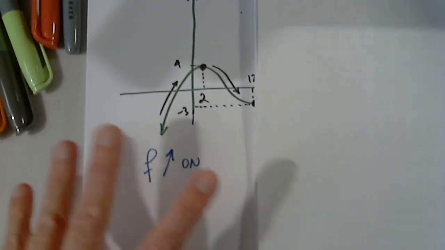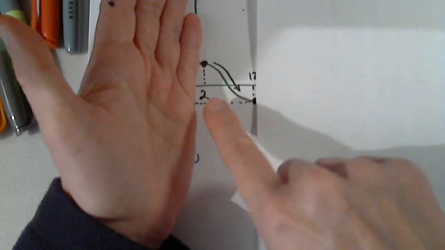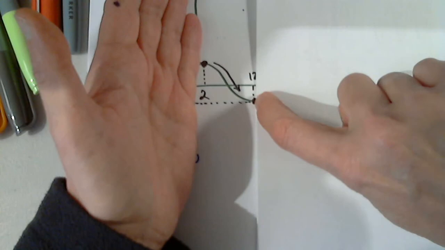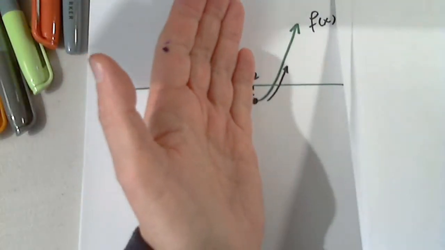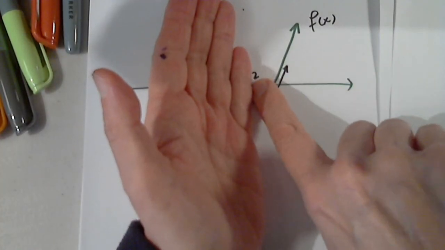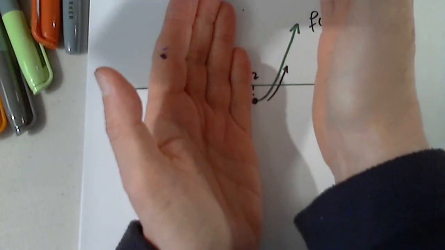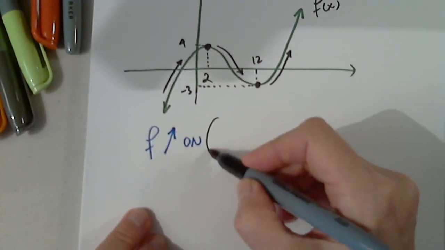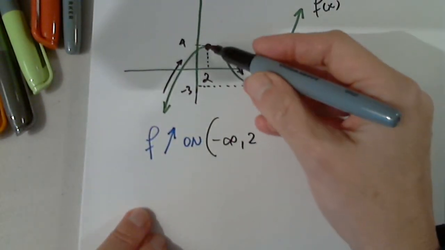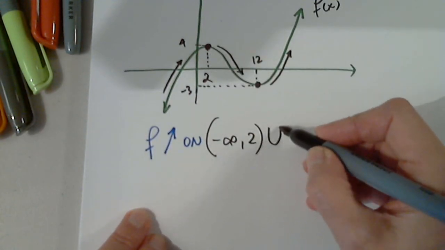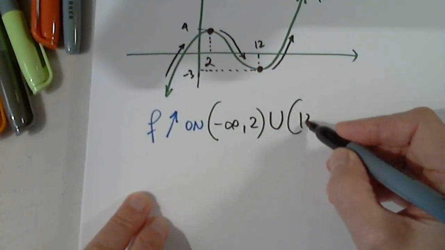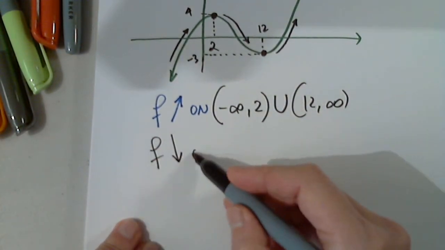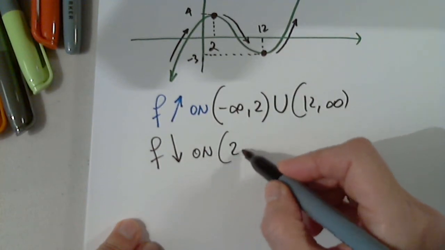Also, between x equals 2 and x equals 12, the trend is decreasing. Finally, between 12 and infinity, the function is increasing. And that's what I'm going to put in writing. The function is increasing on the interval negative infinity to 2, union 12 to infinity. And I'm going to say that the function is decreasing on the interval only 2 to 12.